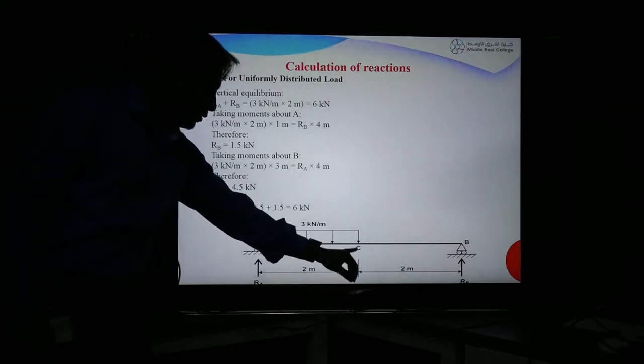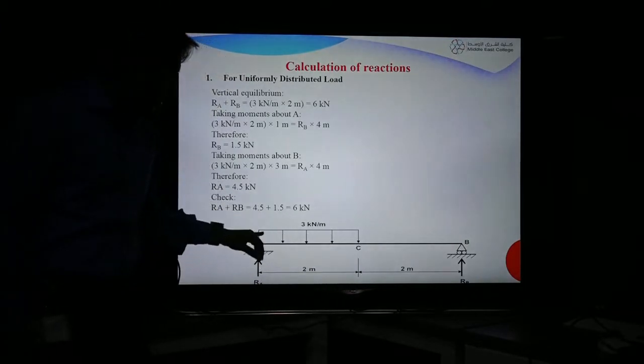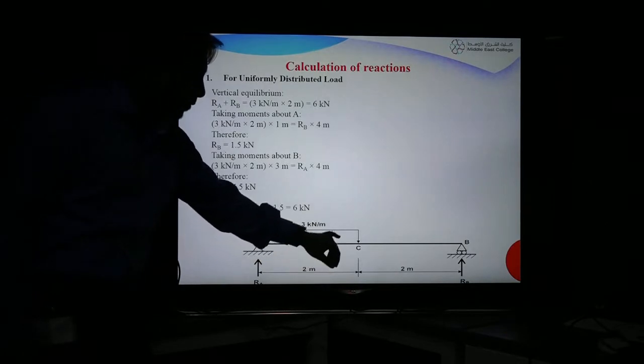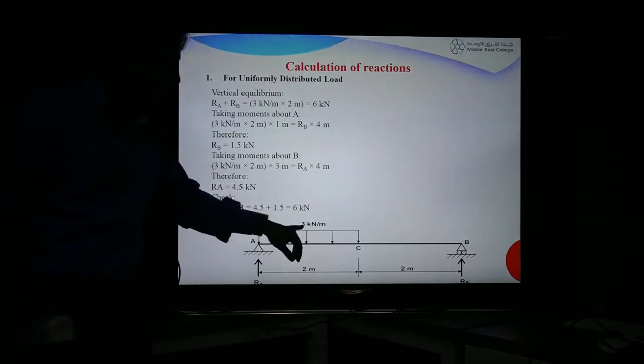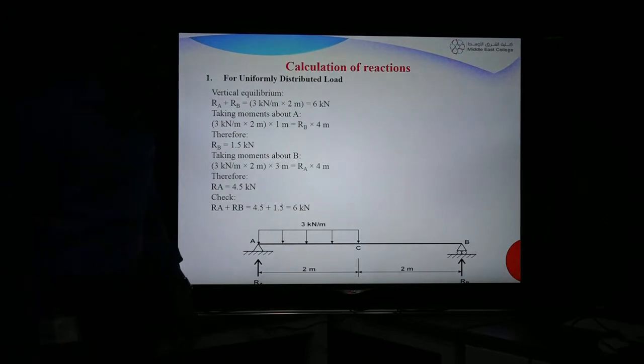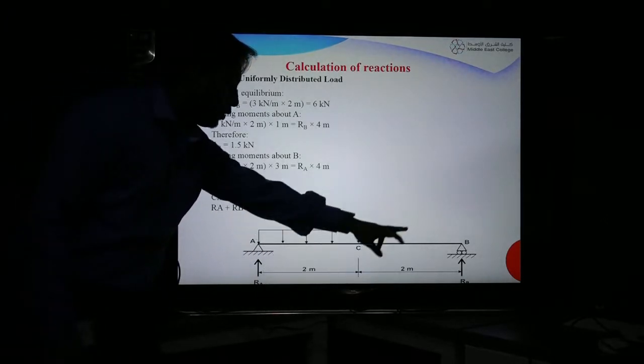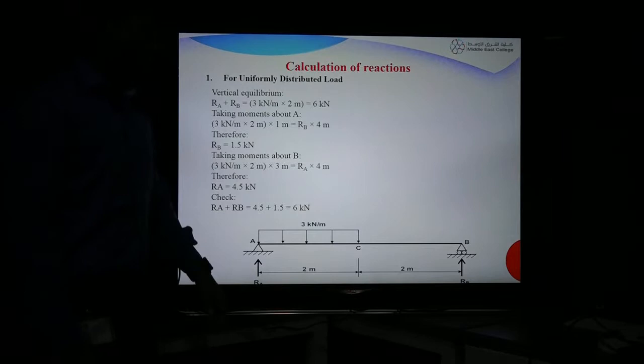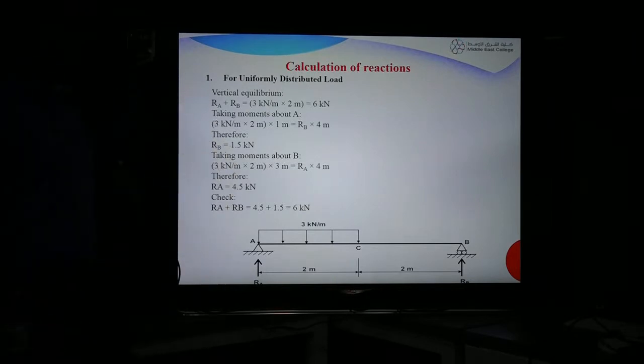From A to C we are having 2 meters, the load is acting uniformly. So this is all uniform load, that is 3 kilonewton per meter. Again, the distance from C to B is also 2 meters. So what can we do? We have an equation, vertical equilibrium.